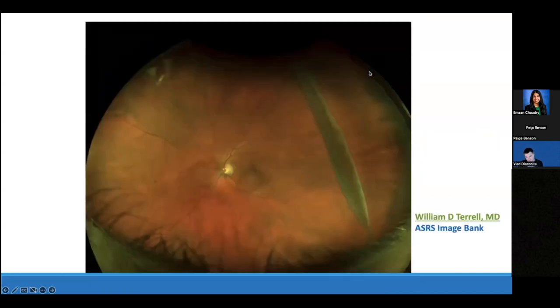Here's another example of the same thing. This is a little bit less so. Again, a giant retinal tear. The retina that you see here, instead of being here, is supposed to be over here. And they usually roll over like this, and they're hard to manage. And you have to treat them very differently. They're not like your normal type of detachment or tear.